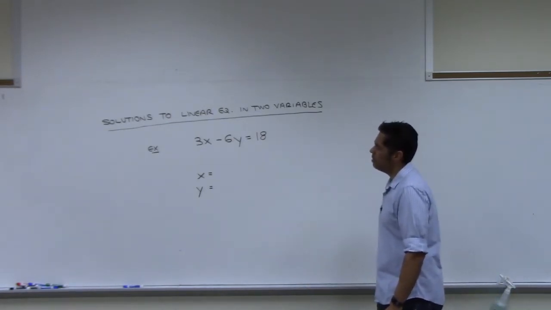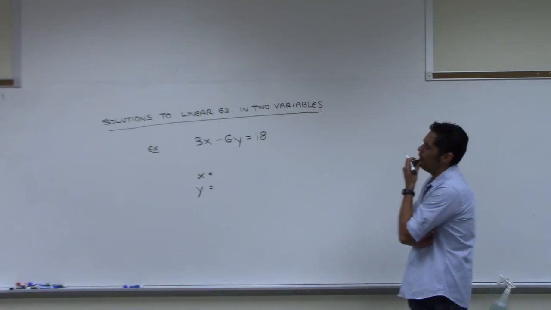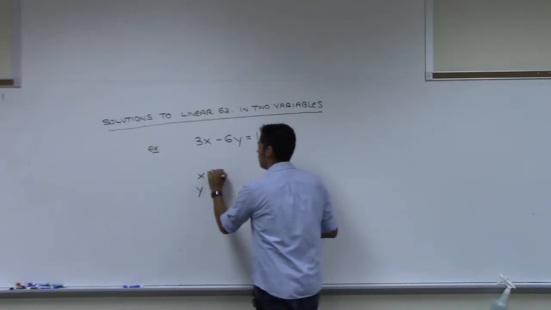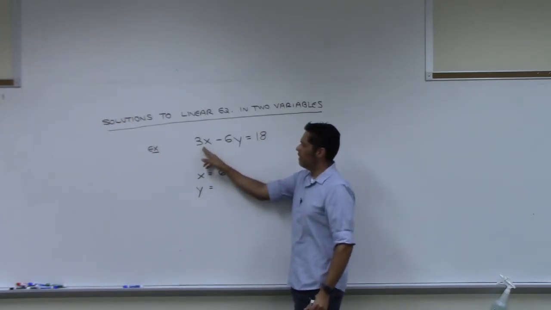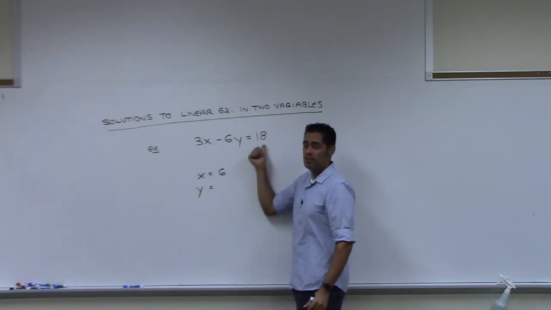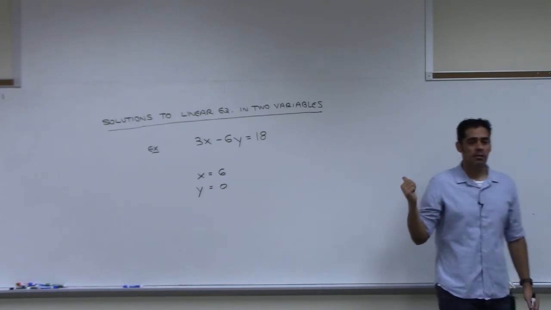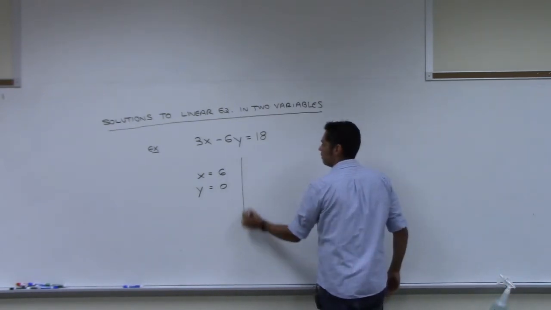X is up, negative, up. I'm not sure that's going to work. I like 6. I'll go with 6 for x. But if you plug in 6 for x, what's this? 18, and you need it to be 18, right? So that means this needs to be 0. So just how about y is 0? Would that work? Is that the only answer? No? Okay.